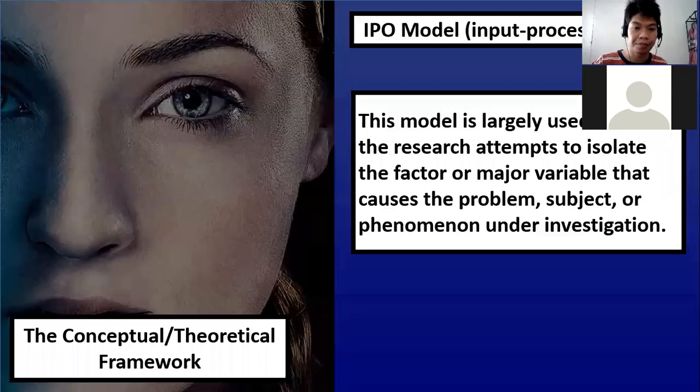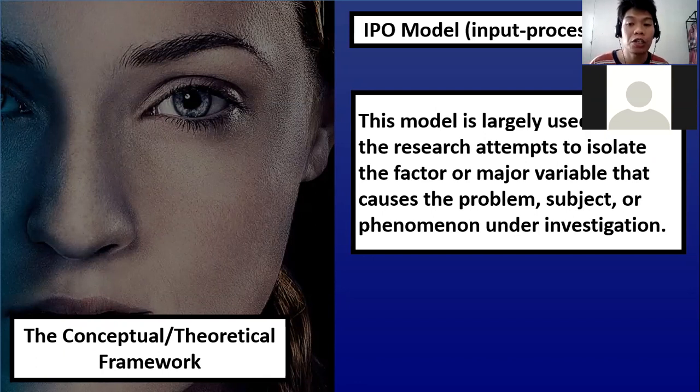Okay, say IPO, this model is largely used when the research attempts to isolate the factor or major variable that causes the problem, subject, or phenomenon under investigation. Itong IPO, which means input, process, output, meaning if you want to produce something out of your observed data, yun yung magiging input ninyo. So, meaning, before you can come up with an output, kailangan mag-undergo ka muna ng process, which means that you investigate first the variables that you want to study, you analyze, and then based on the findings and analysis, dun sa data ninyo, makaka-produce ka ng outcomes or output.